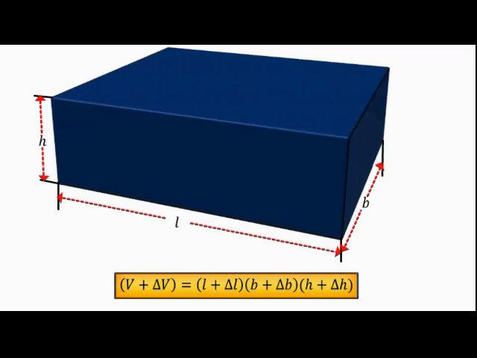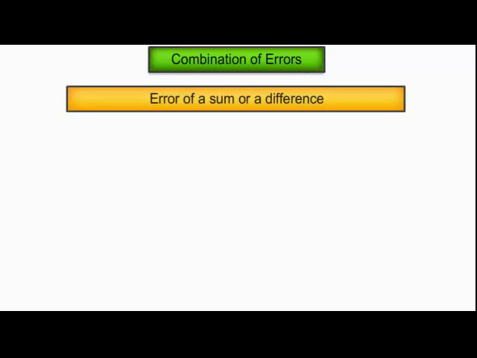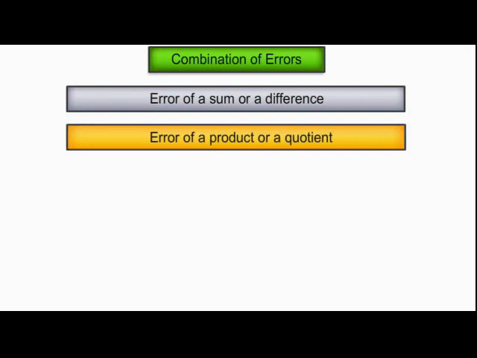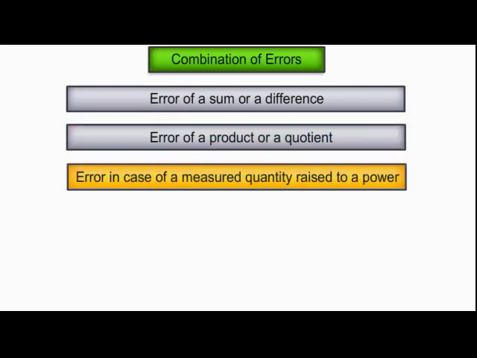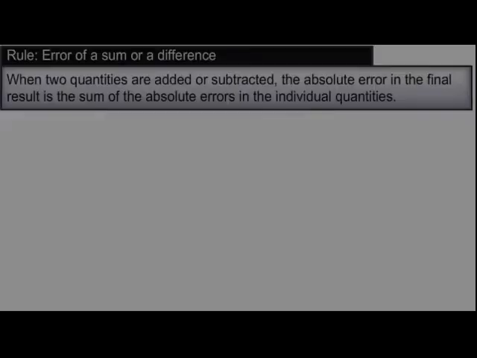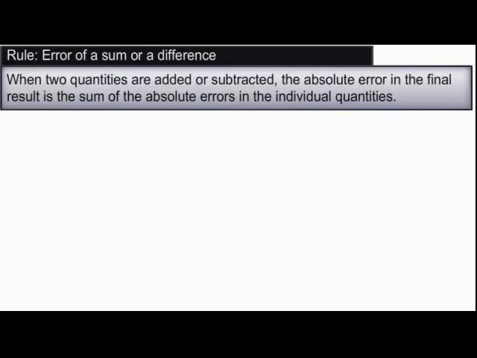Some common combination errors are error of a sum or a difference, error of a product or a quotient, or error in case of a measured quantity raised to a power. When two quantities are added or subtracted, the absolute error in the final result is the sum of the absolute errors in the individual quantities.